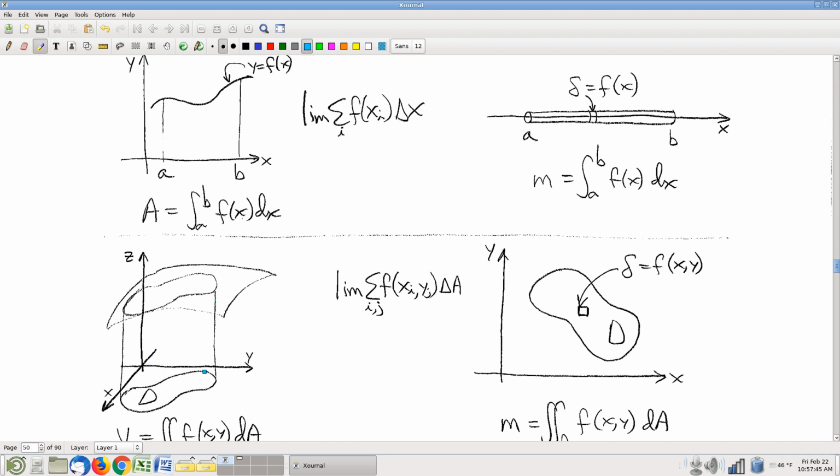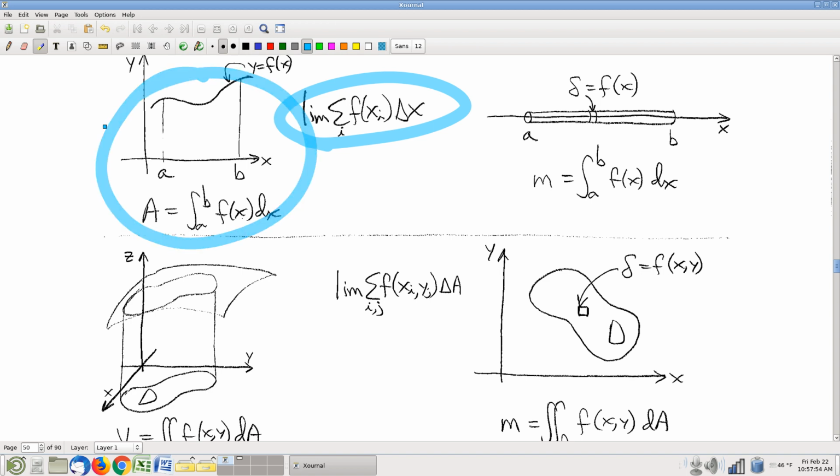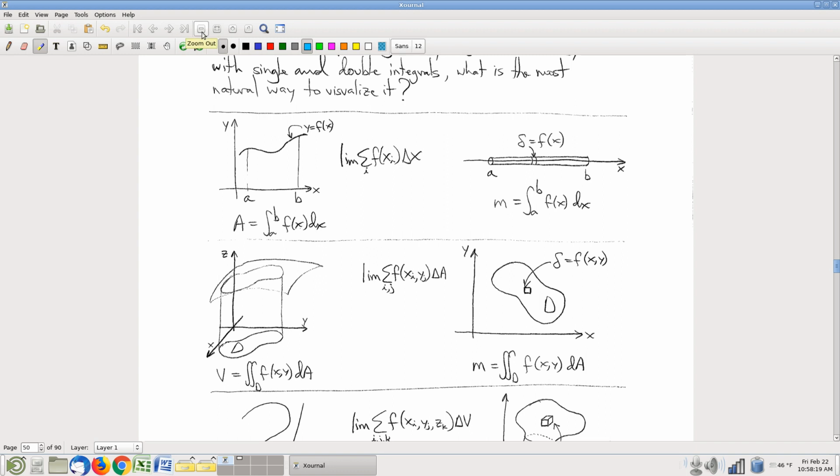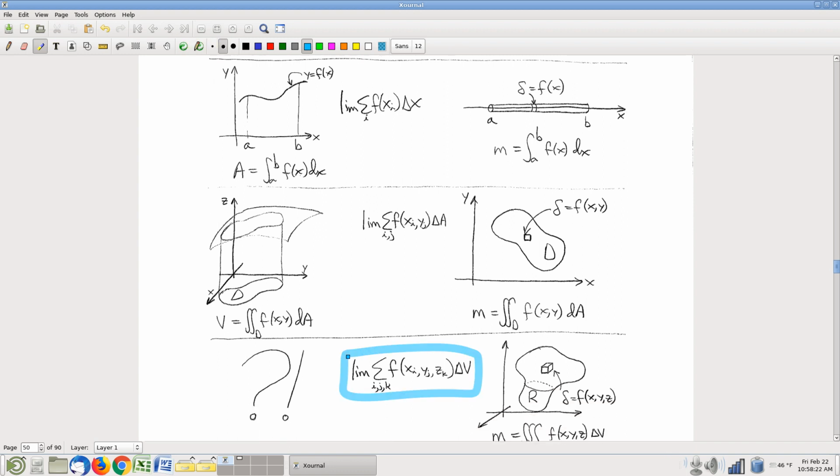So look, here's where I win the game. Notice the pattern, right? Single variable integral. Area under the graph of a single variable function, which is, single variable integral, single variable function, picture is 2-dimensional. Double integral, function of 2 variables. It's a 3-dimensional picture. Where do we go from here, right? If a triple integral is going to be kind of the analogous algebraic thing, what's the next step here?